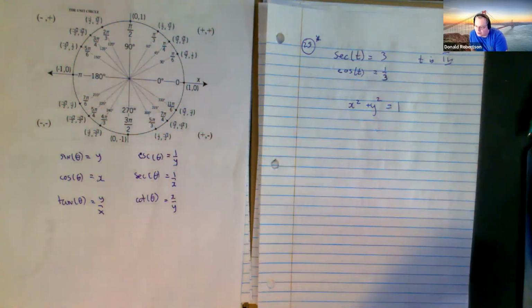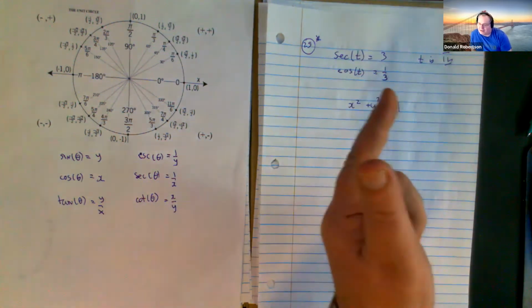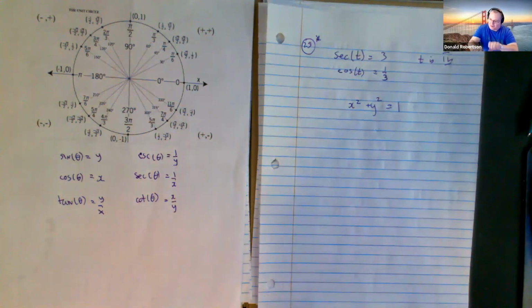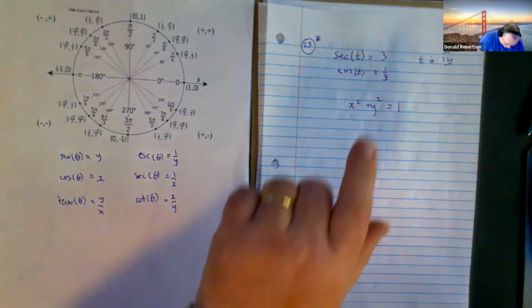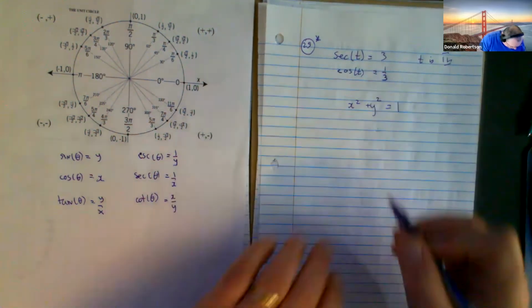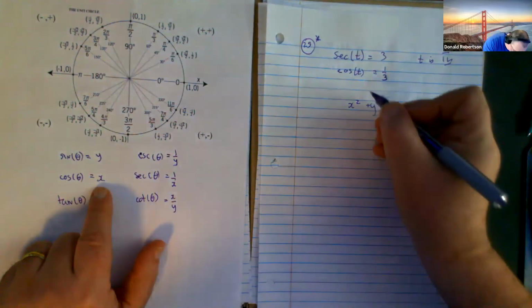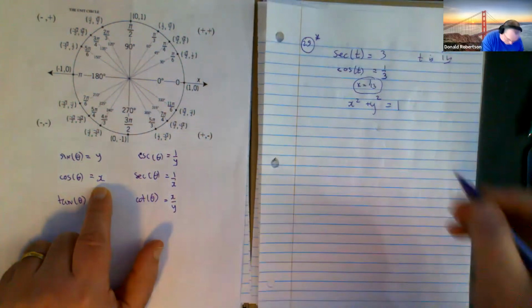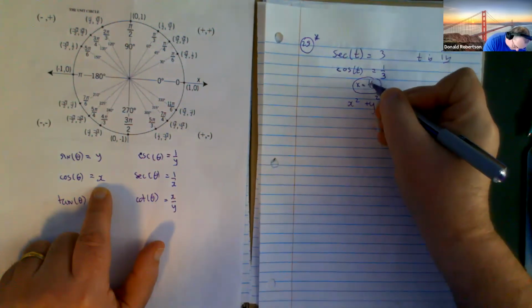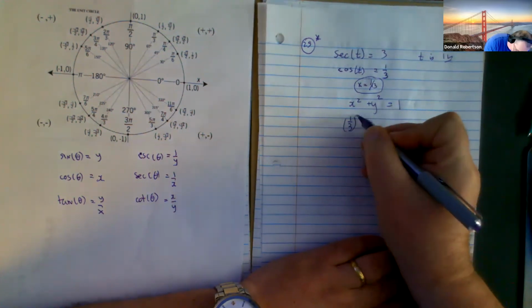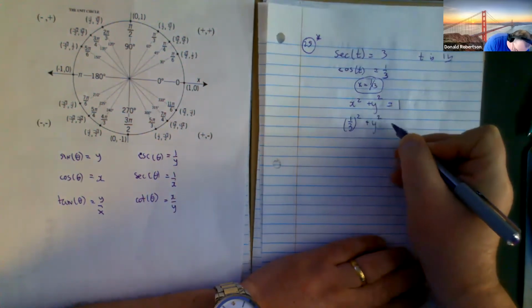Sine with cosecant, cosine with secant, tangent with cotangent. It's like husband and wife, right? A partnership. Whatever you are, I'm the opposite, kind of thing. So now that I know that, what does the cosine tell me? The cosine tells me the X coordinate. So essentially, don't I now know the X coordinate is 1/3? So 1/3 squared plus y squared is 1.